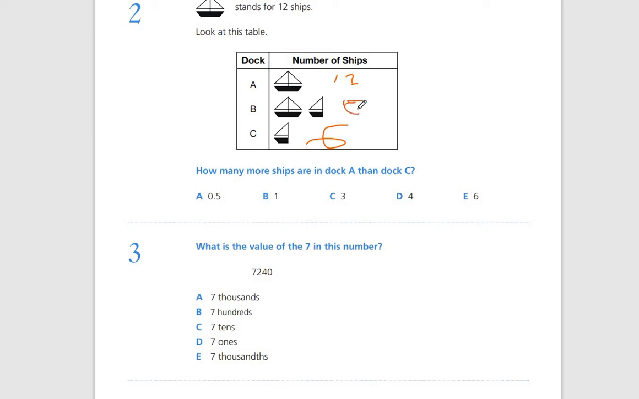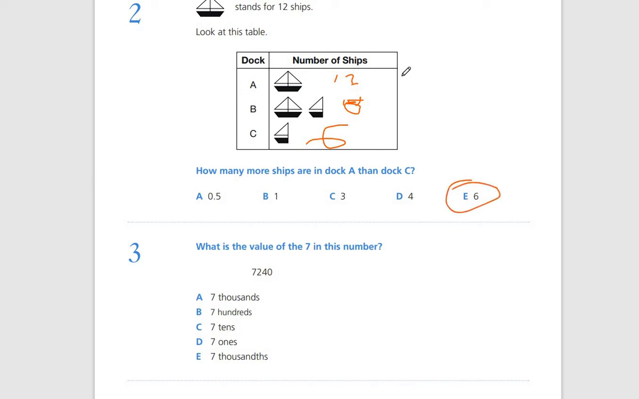Now hopefully you know these questions, because if you don't, please learn these. I think we do have a video doing graphs, so if you don't know anything about these questions, please watch our graphs video. But anyway, A is 12, C is 6. It says how many more ships, so we do 12 minus 6, and we get 6.